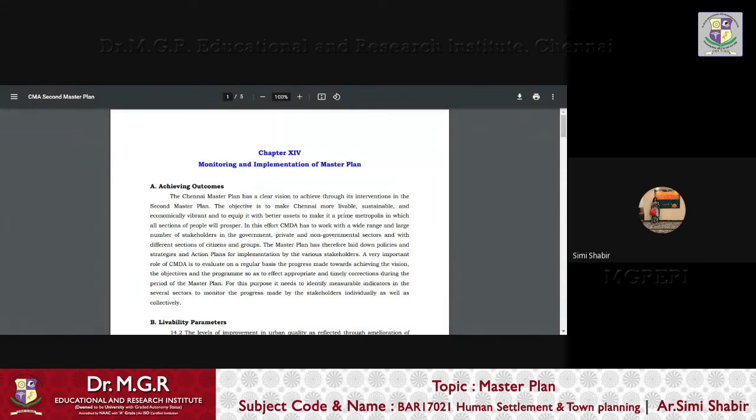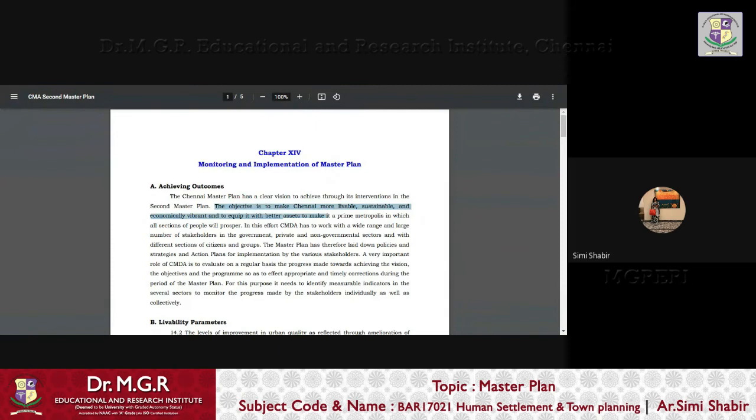So, achieving the outcomes. Now we know that the outcomes have to be laid out first. How do we achieve the outcomes? The Chennai master plan has a clear vision to achieve through its interventions. Whatever stood as an unachieved objective or challenges that literally didn't materialize, the second master plan had a very clear objective, or a vision, to make sure that all the objectives were achieved.